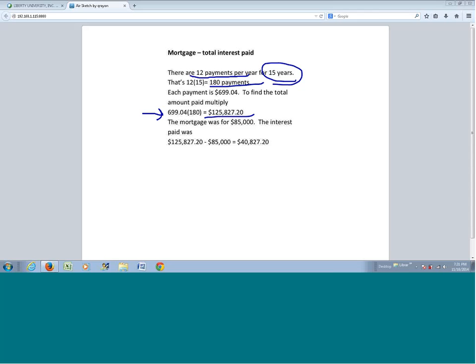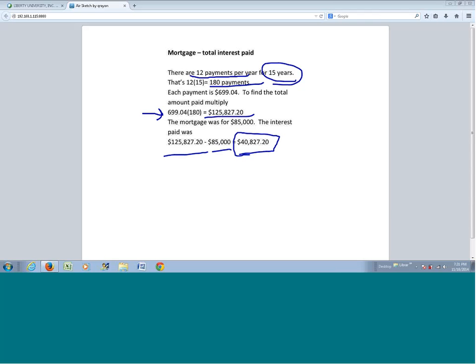Now, the mortgage started off with $85,000. That was the mortgage. So if I take the $125,000 minus the $85,000, you can see the total interest that was paid over those 15 years was $40,827.20. I know that's astonishing. It's a lot of money, and it's a little shocking.